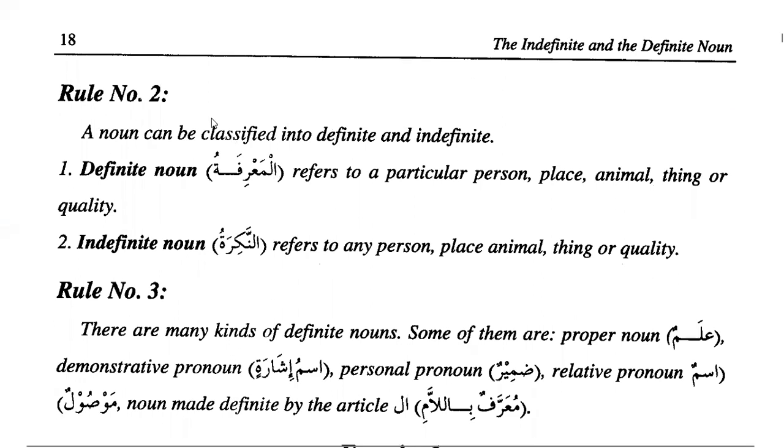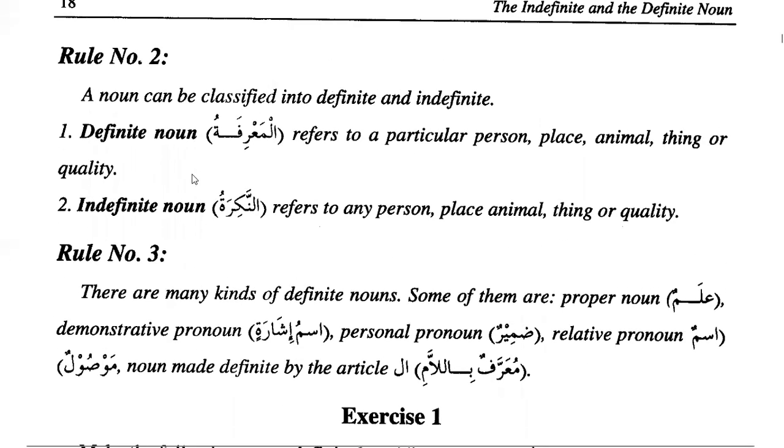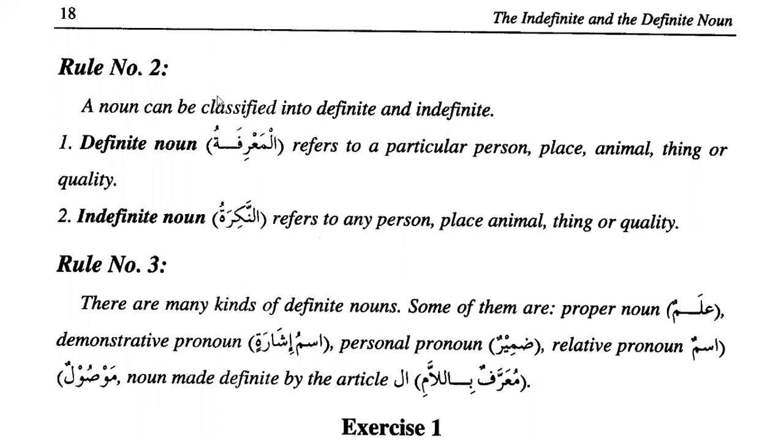So whatever we have learned in this chapter, they have written here in the form of rules. A noun can be classified into definite and indefinite. One, definite noun, al-ma'rifa: refers to a particular person, place, animal, thing, or quality. Two, indefinite noun, al-nakira: refers to any person, place, animal, thing, or quality.